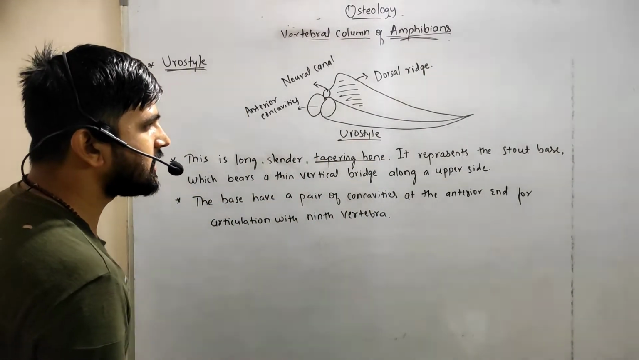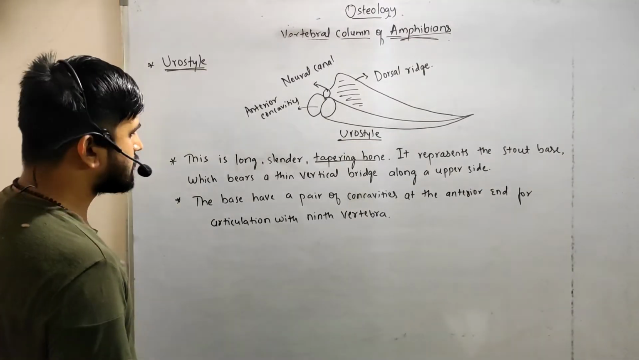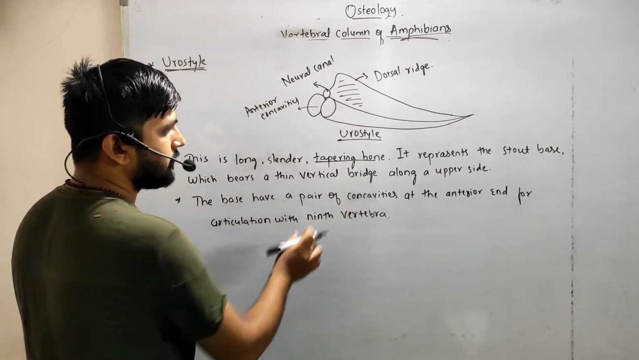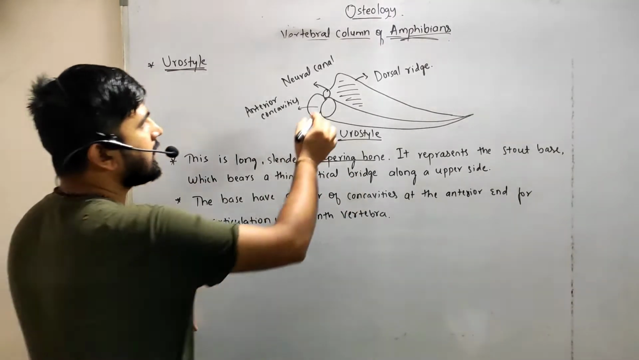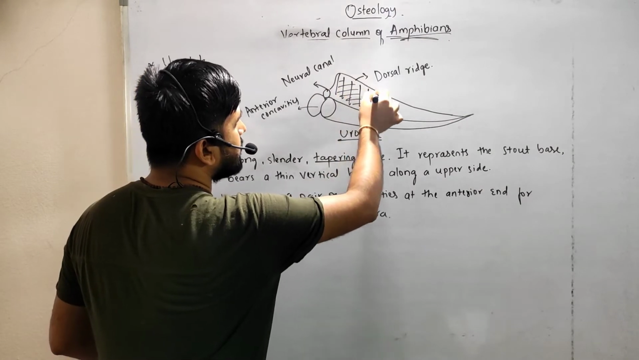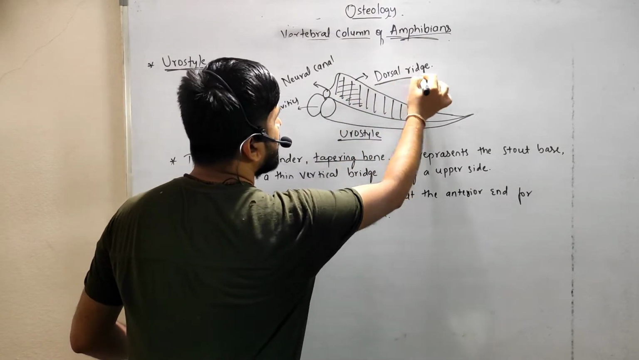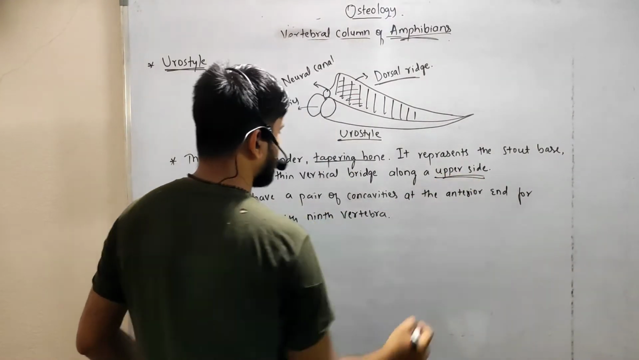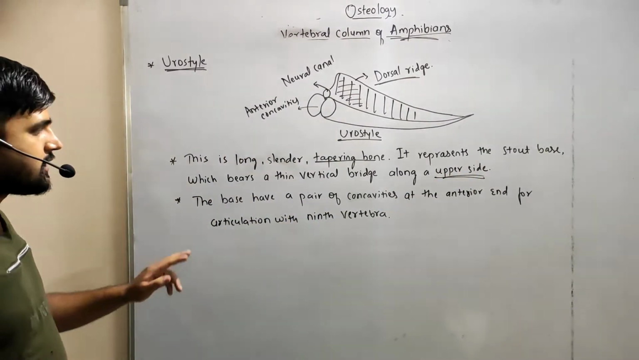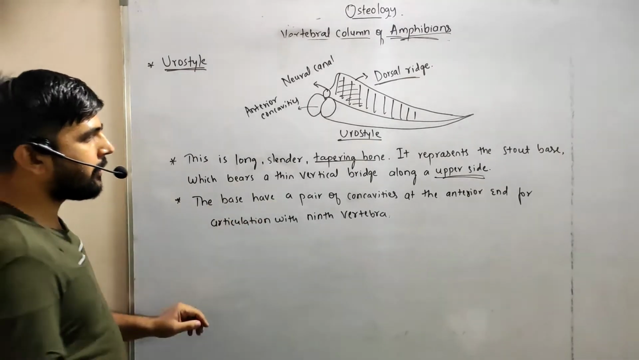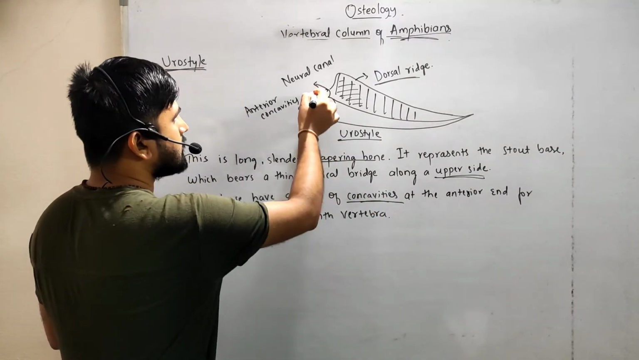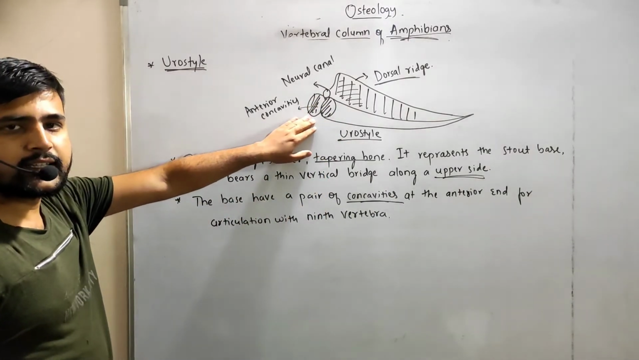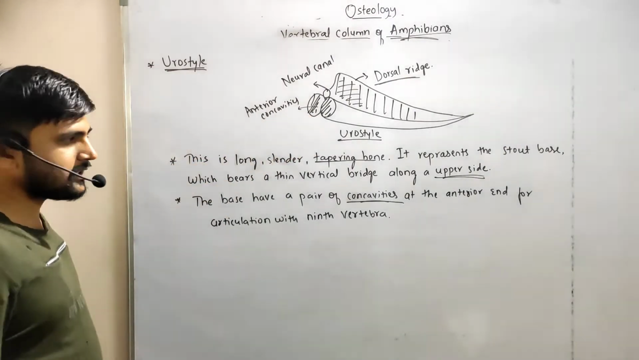It has a stout base, which bears a thin vertical bridge along the upper side. This thin vertical bridge is also called the dorsal ridge, present at the upper side. The next point is that the base has a pair of concavities. This is one concavity and this is another. At the base, it has two concavities.